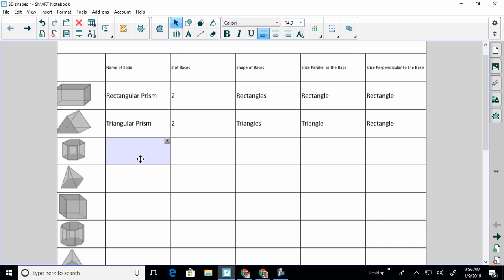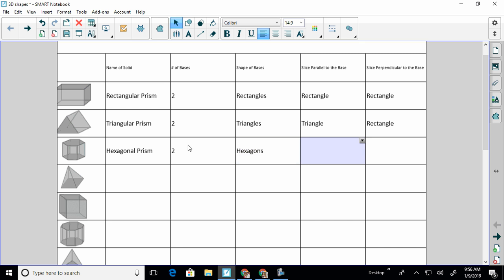Okay, let's look at the next one. Again, most of the shapes are rectangles, and then there are two congruent bases. Now, those two congruent shapes are hexagons. They have six sides, so it's a hexagonal prism. Again, two bases, and they are hexagons.